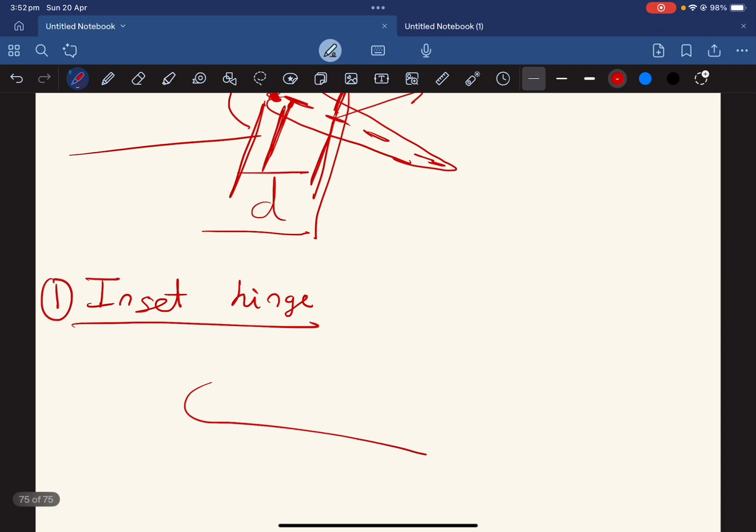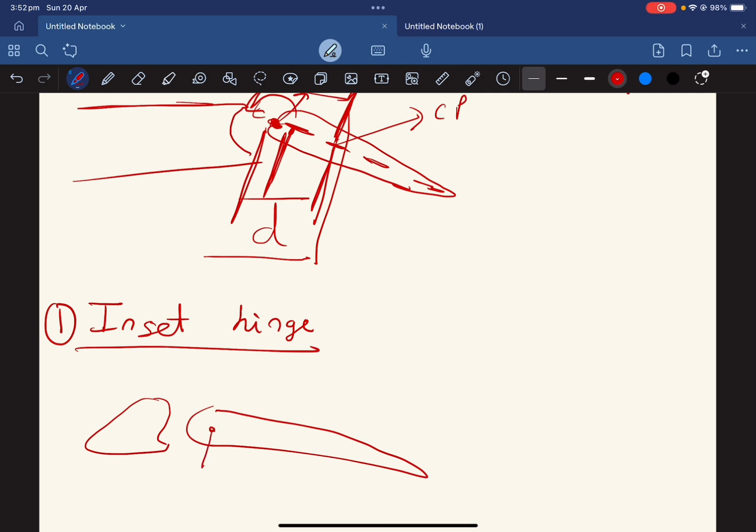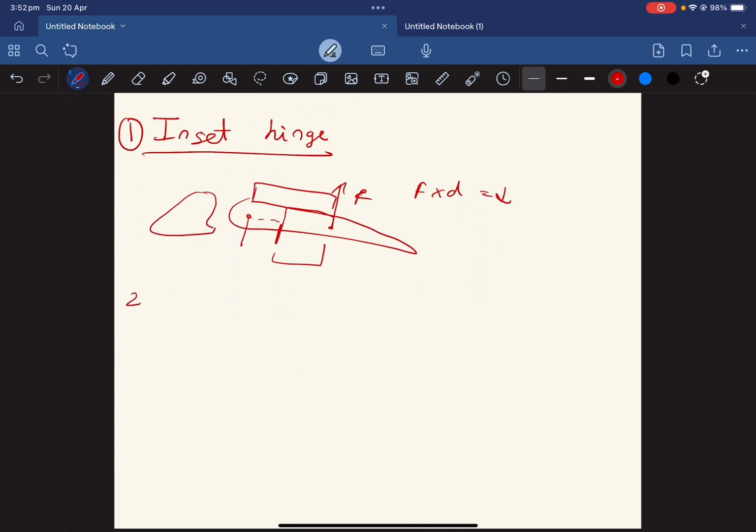So let's say if this was my hinge line before, if I bring it somewhat over here, and then again this was my CP force. Let's say if it was this much before, now the arm has reduced. So my distance has reduced, so F into D has reduced. It makes sense. So in a way we have reduced the hinge moment. The second way is going to be horn balance.